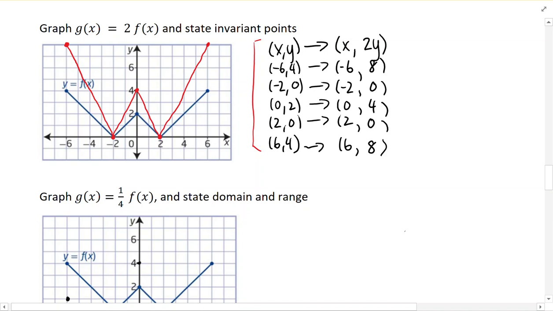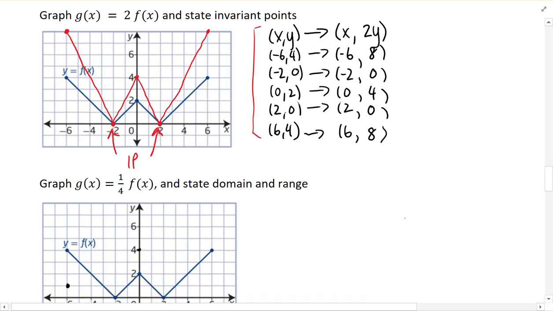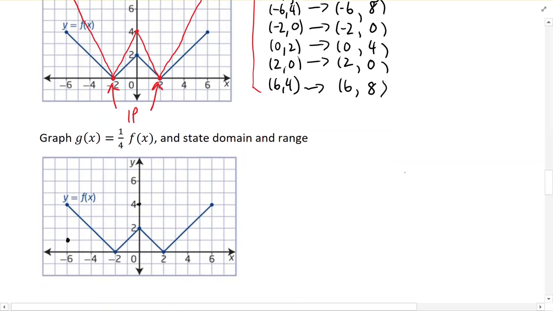Okay, here we go. And you do need to state the invariant points. So from the beginning and end, we see that these 2 points there have not changed. IP. All right, next one here.